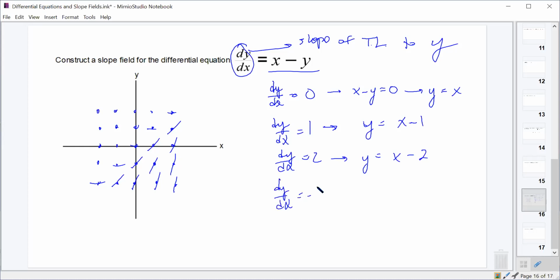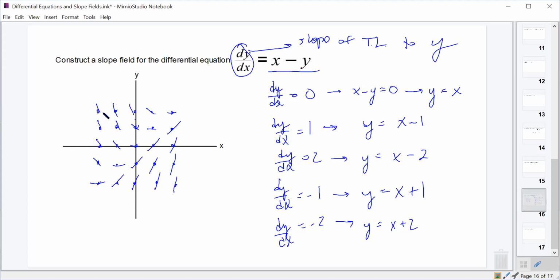And what about for dy dx equals -1? What equation is that going to give us? X plus 1. Exactly. And so at x plus 1, this line, all the slopes should be negative. Good. And what about -2? It should just keep moving in the opposite direction, right? Y equals now x plus 2. So a little steeper negative, and then a little steeper, and then a little steeper.